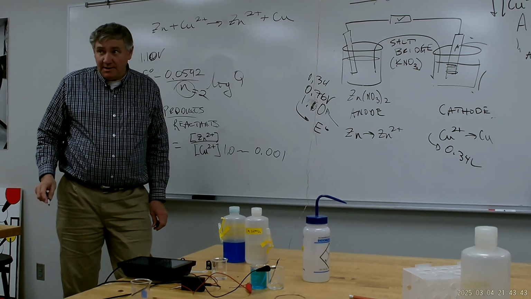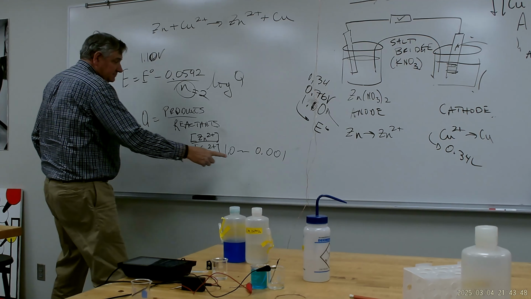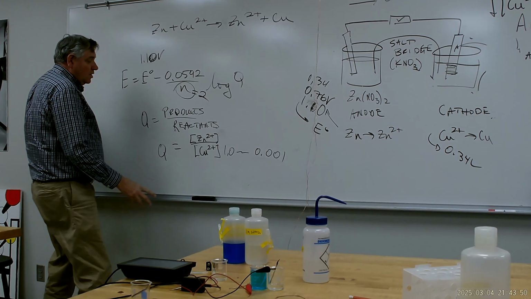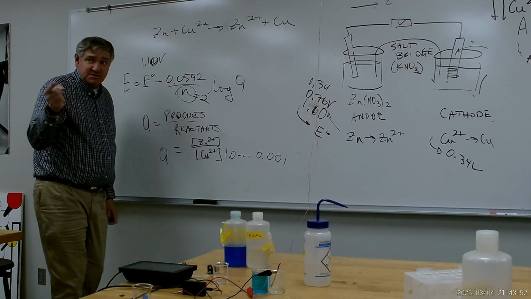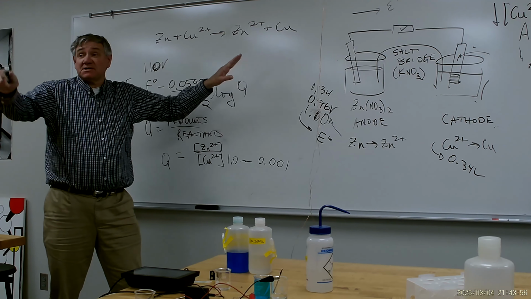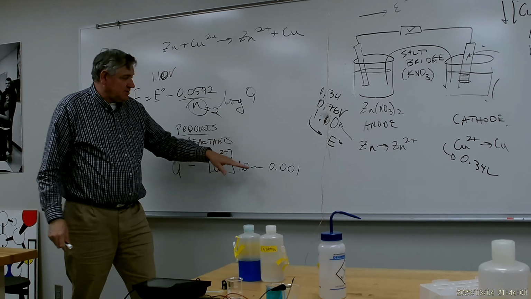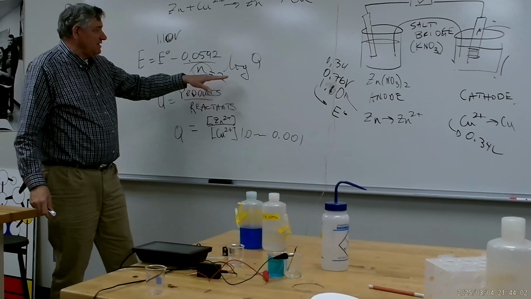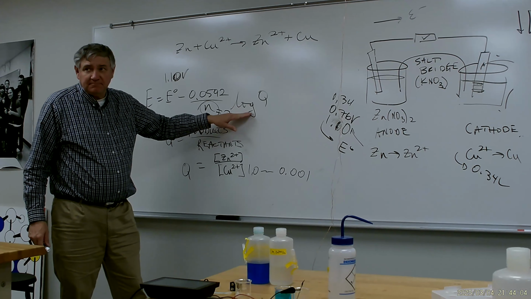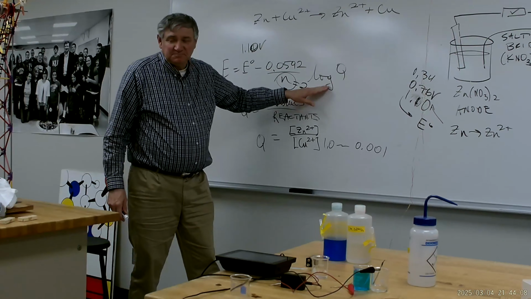Okay? Now, here's what's going to be important. Mathematically, if the copper concentration goes down, Q gets bigger. Now, who's got the calculator? Okay. Take 1 divided by 0.001. Take the log of that. What do you get?